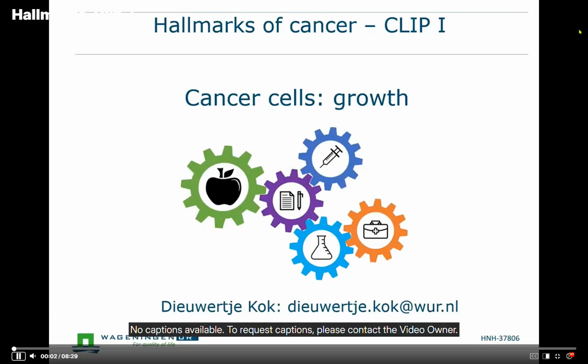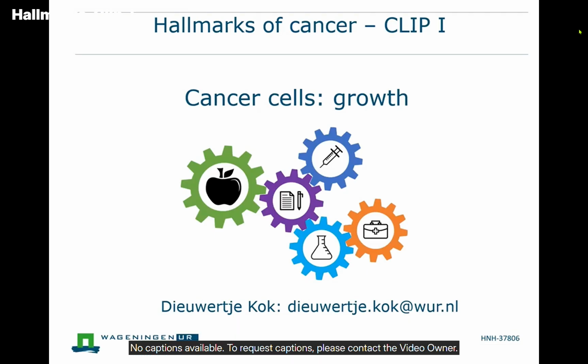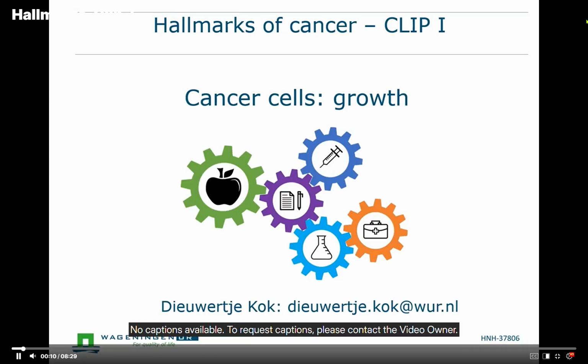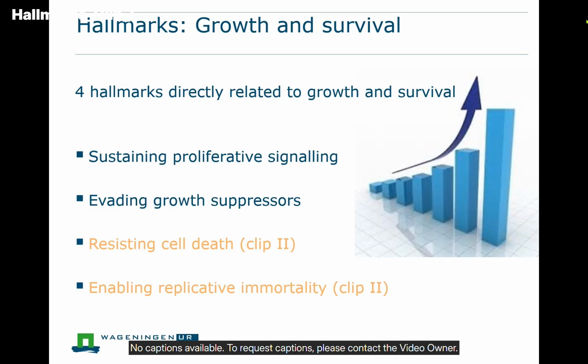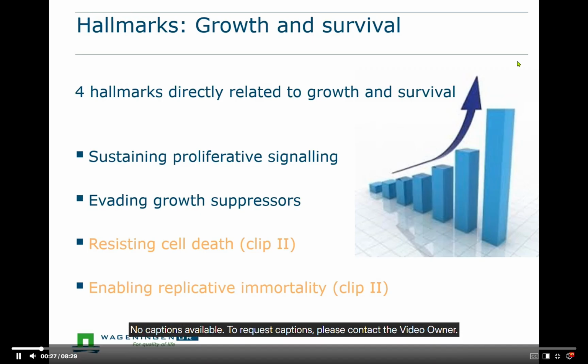This is clip 1 of the Hallmarks of Cancer session. In this clip we will discuss the first two hallmarks, which are related to growth of cancer cells. In total, there are 4 hallmarks of cancer that can be directly linked to growth and survival of the cancer cells. We will now start with the hallmarks related to growth. The other 2 hallmarks, indicated here in orange, will be discussed in clip 2.